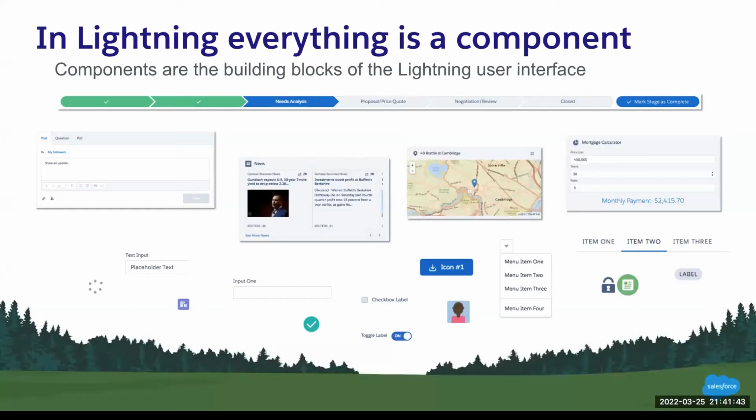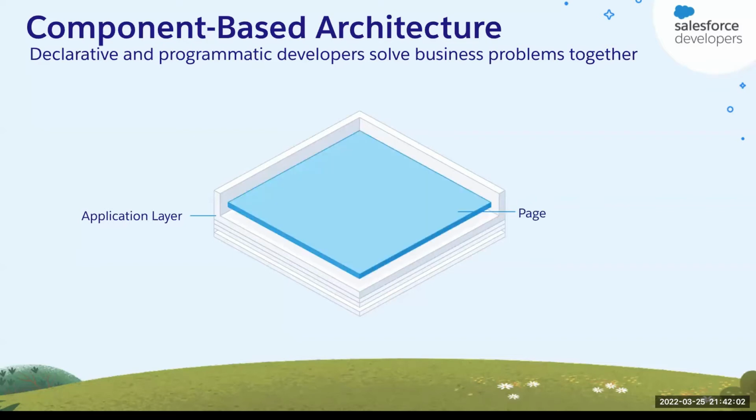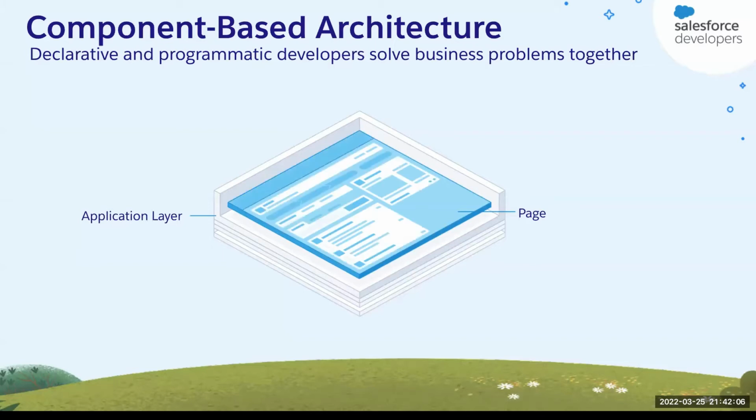Now you see a page here, right? Let's see how this page is implemented using the component-based architecture. As I said, I'm going to talk about the application layer, the view layer. I'm not going to talk much about your business logic layer or your database layer. On this application layer, you're going to have the Lightning page, right? So how is this page built? As I said, this page is built using components.